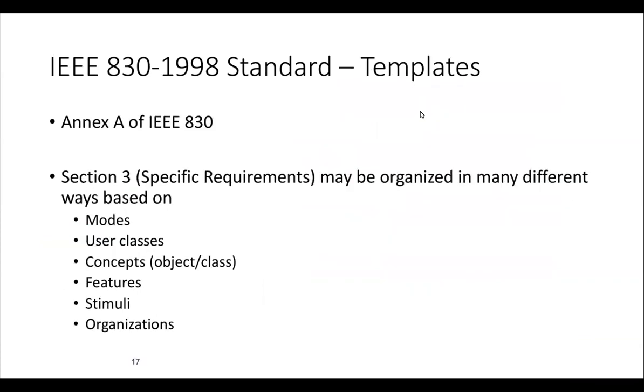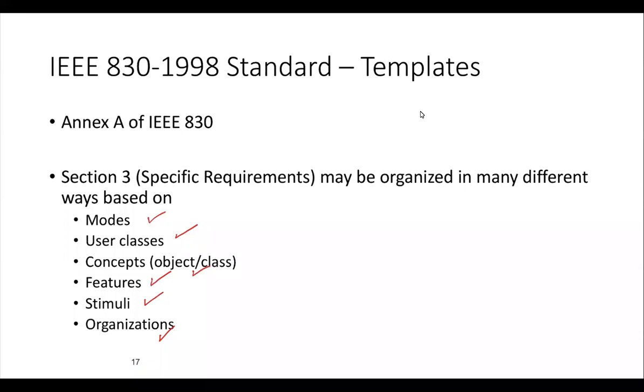For the IEEE 830 template, in section 3 in particular, you should be aware that it could be organized in different ways based on different visions. It could be based on models or user classes, or you could organize it based on concepts, features, inputs, and other organizations. So it doesn't have to be in the same order that I just described. It could be organized in different ways based on the main criteria for listing or specifying your requirements.